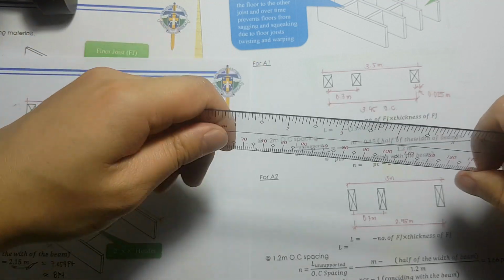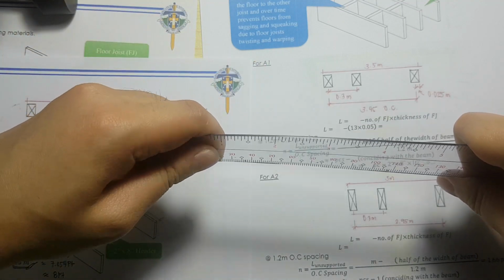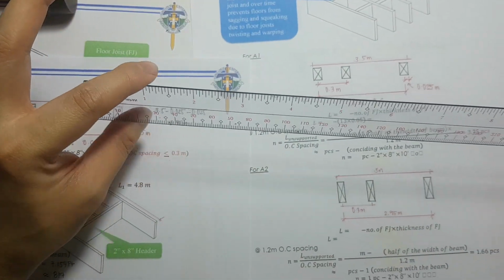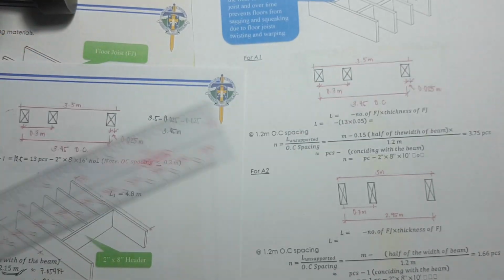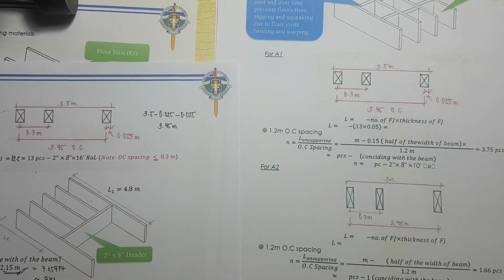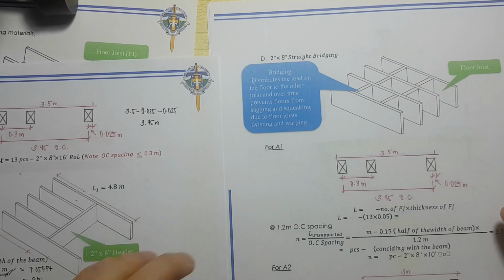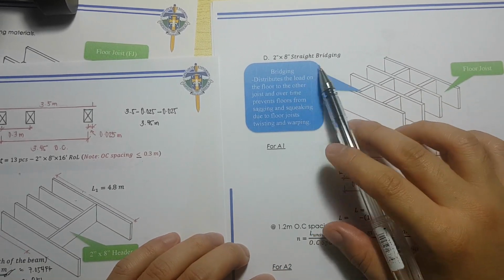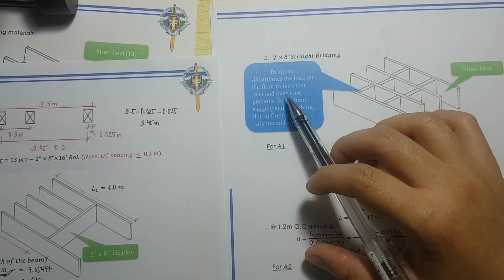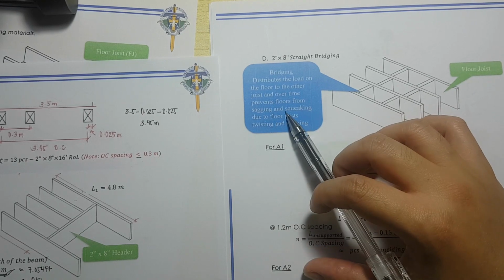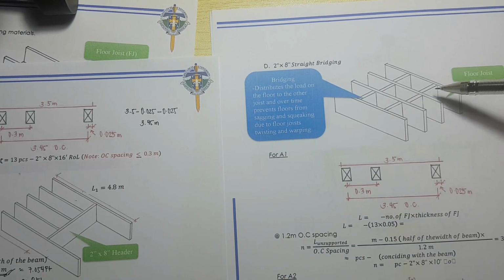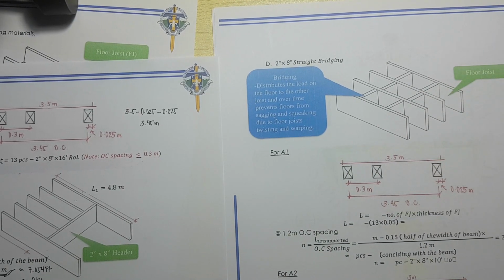Now, pansinin niyo, even if I am going to apply a certain load, mas nabawasan yung pag-sway ng unsupported length natin. Okay? So, with that, we can now proceed with our bridging. According here, one of the functions of bridging is to distribute the load on the floor to the other joists and over time prevents the floor from sagging and squeaking due to floor joist twisting and warping. Okay, so we are going to place our bridging.